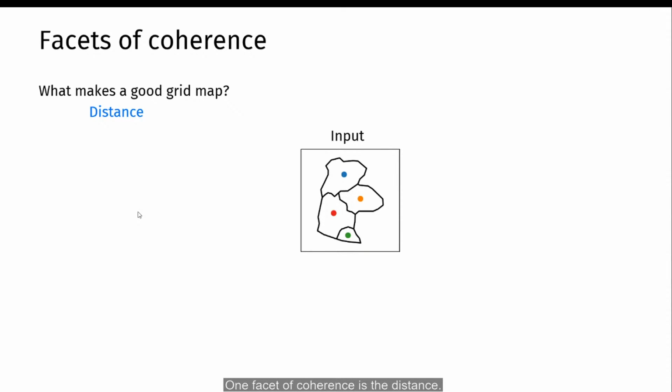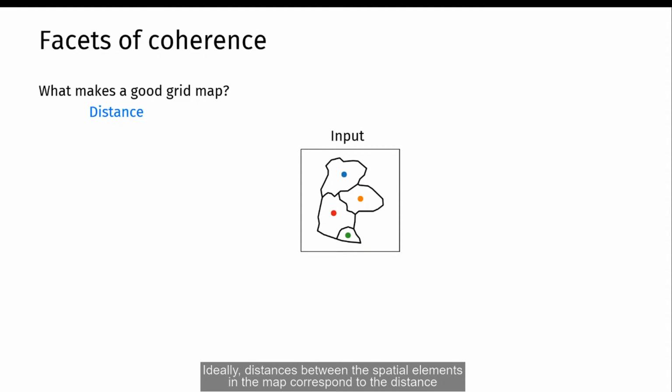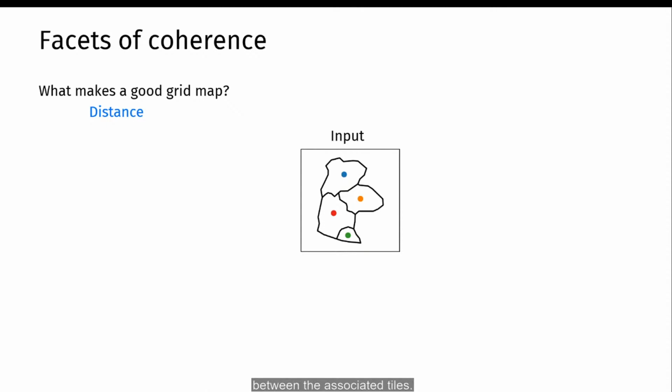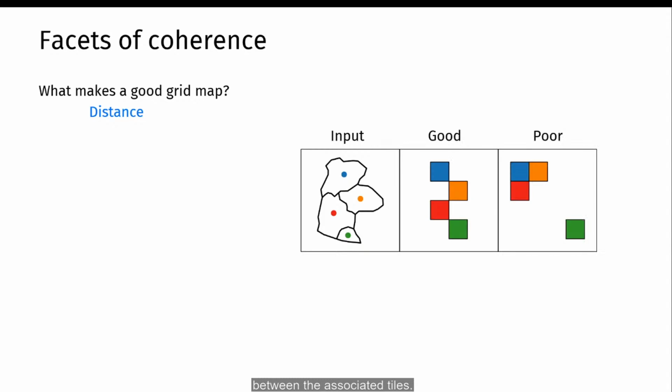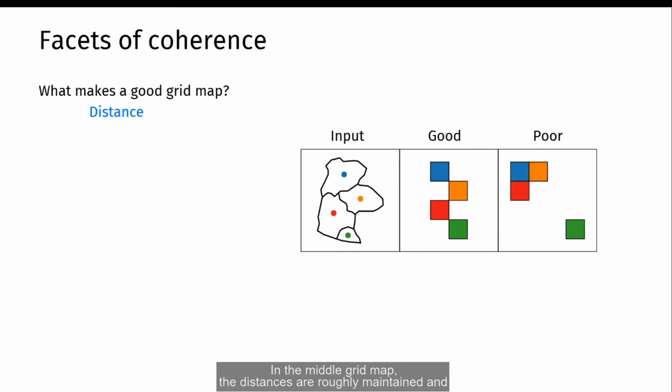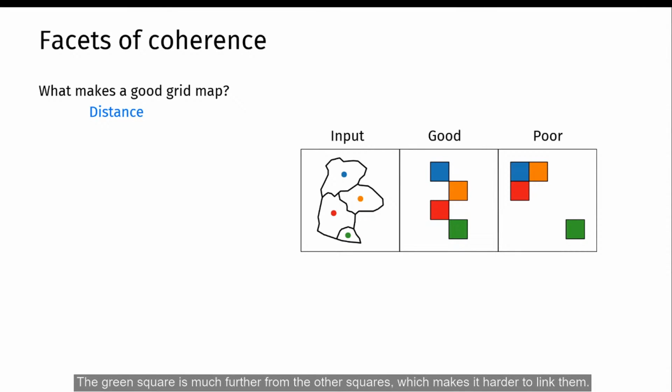One facet of coherence is the distance. Ideally, distances between the spatial elements in the map correspond to the distances between their associated tiles. This is illustrated by these two grid maps. In the middle grid map, the distances are roughly maintained, and it's quite easy to correlate the input map to the grid map. In the grid map on the right, however, the distances are distorted. The green square is much further from the other squares, which makes it harder to link them.